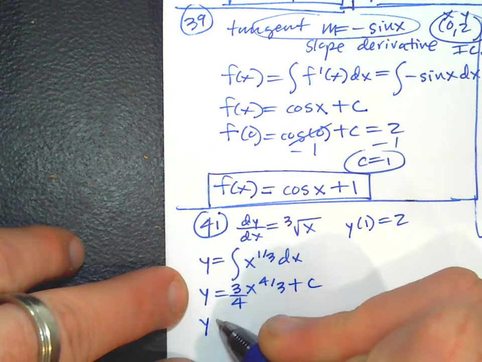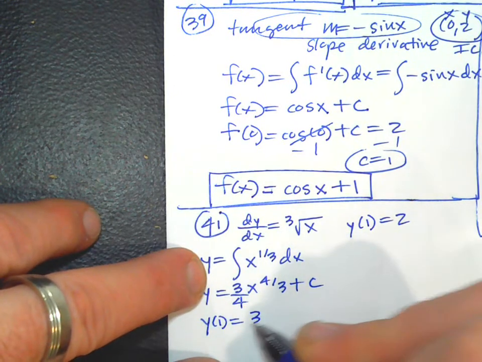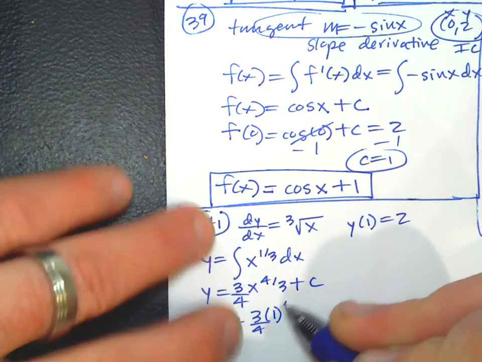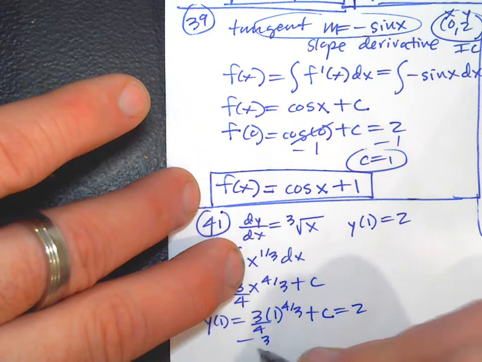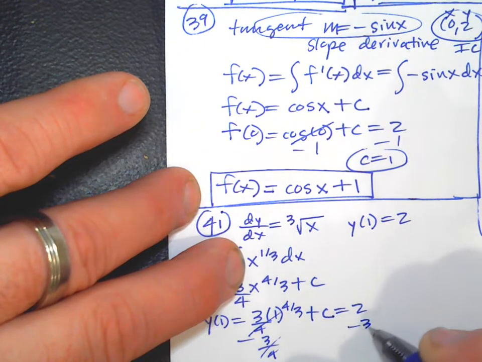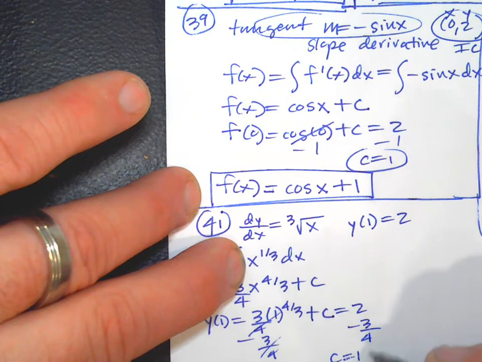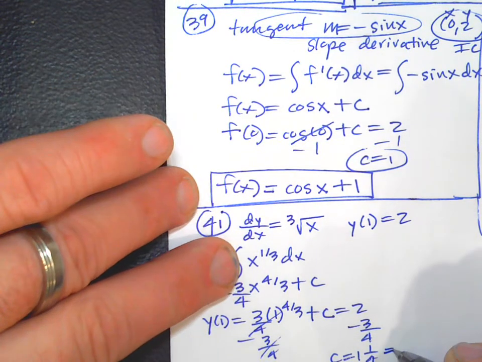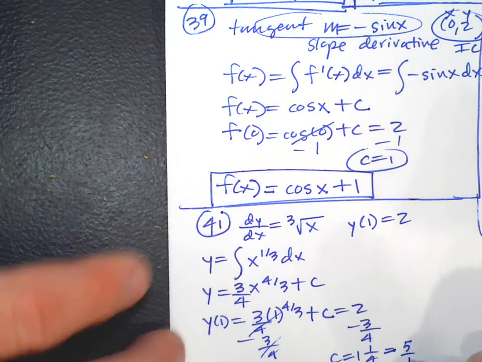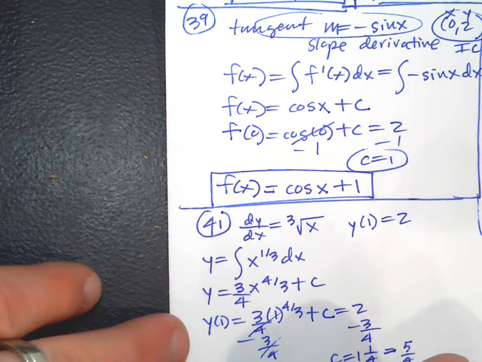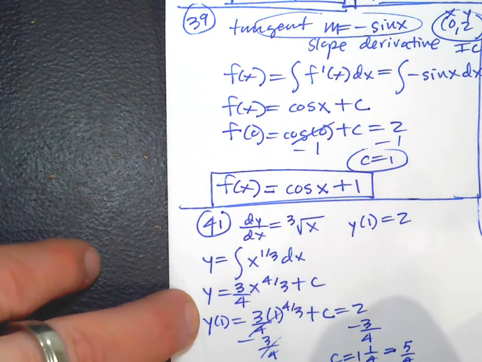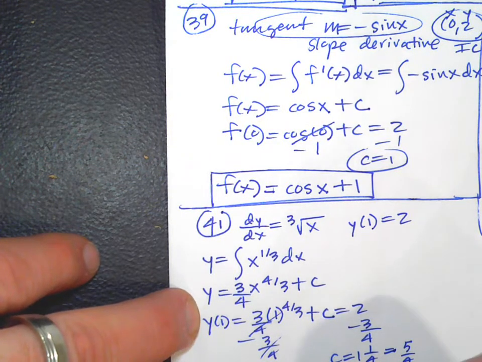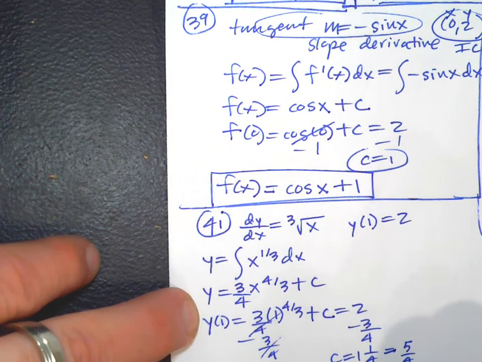And then we're going to plug 1 in. And then it should equal 2. So we're going to subtract 3/4. That's what that's going to become. And so C equals 1 1/4, but we usually don't have mixed fractions in our answers. That'd be 5/4. So your final answer is y of x, or f of x, or whatever, equals 3/4 x to the 4/3 plus 5/4.